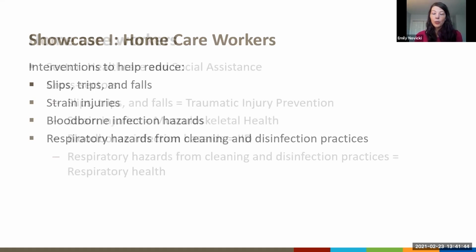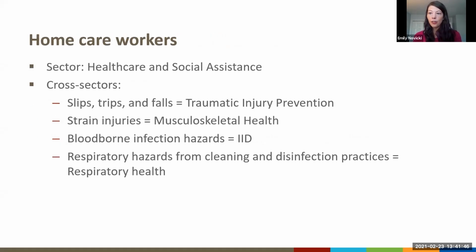So first we want to identify the sector and cross-sector. So this one, the sector, pretty straightforward, right? We know it's a home healthcare worker. They're going to be in healthcare and social assistance. Then we start thinking about cross sectors. And so just going through kind of one by one what the different ideas were.